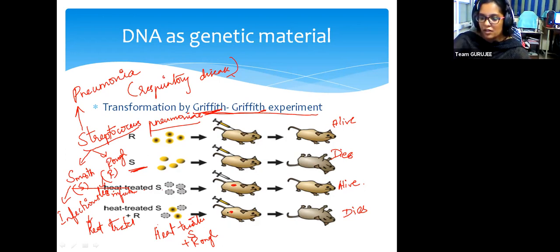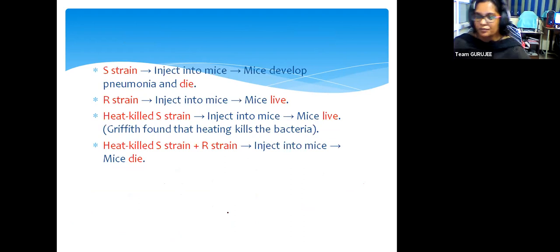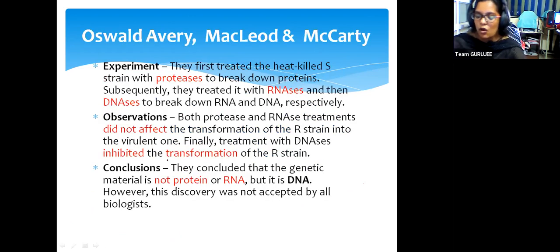Okay, so this is the Griffith experiment. These are the steps. Smooth strain: after adding the smooth strain, the mice die. Rough strain, the mice live. Heat-killed smooth strain, the mice live. Then heat-killed S strain and R strain together, the mice die.